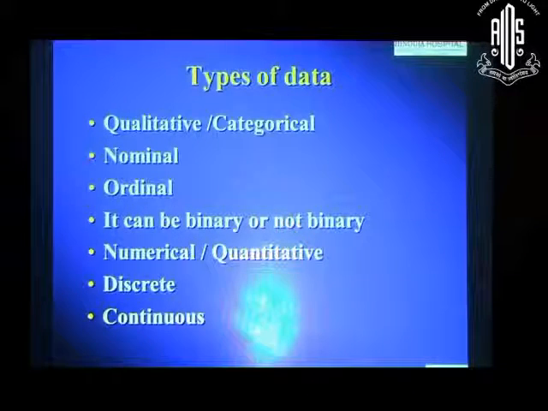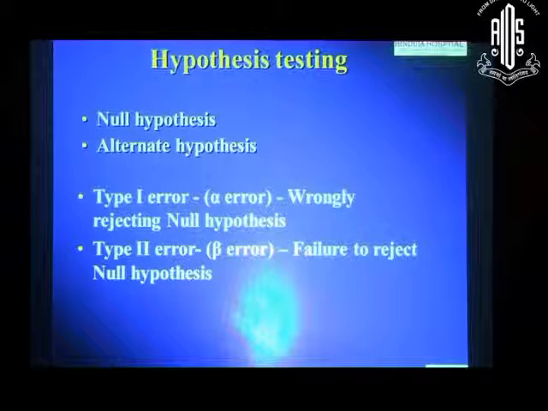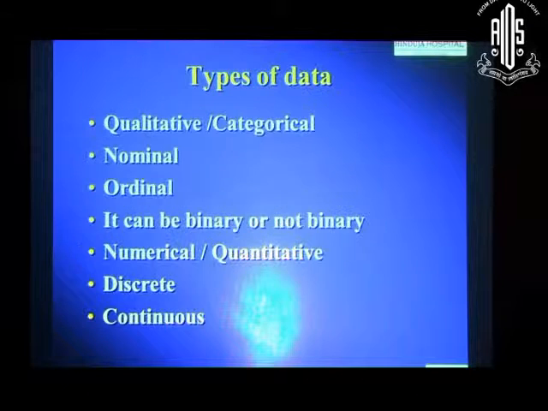Okay. In any research, you have to have the null hypothesis, that is, presume that there is no difference between the two, and then the alternate hypothesis. If you cannot prove the null hypothesis, it means the alternate hypothesis is correct. And there are 2 types of error: type 1 error, which is also known as alpha error, wrongly rejecting the null hypothesis, and type 2 error, beta error, failure to reject the null hypothesis.